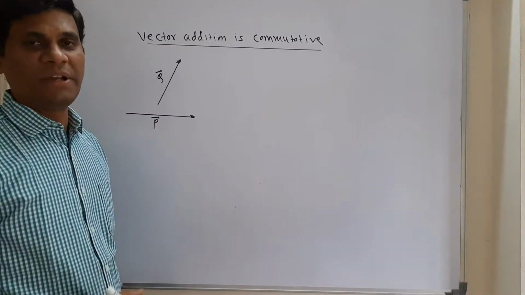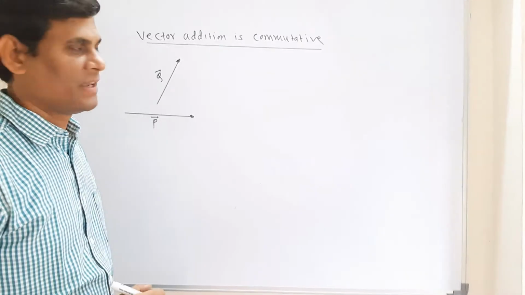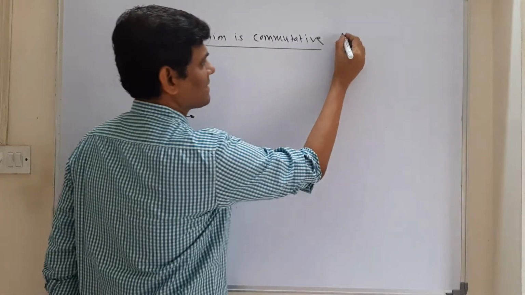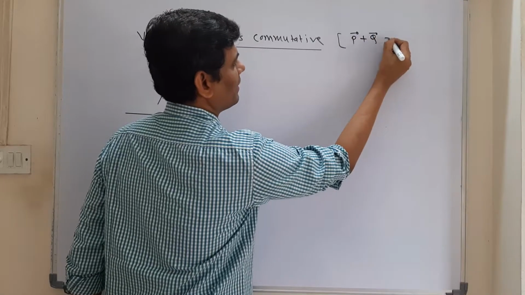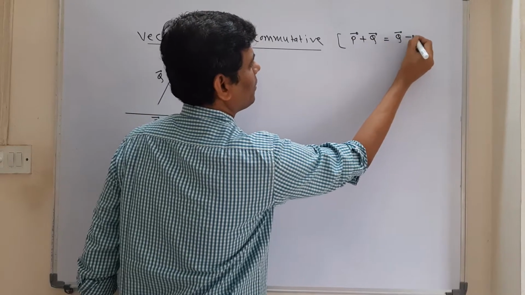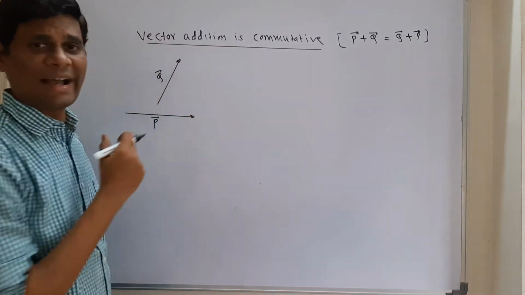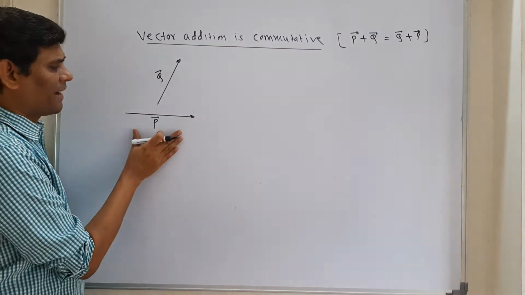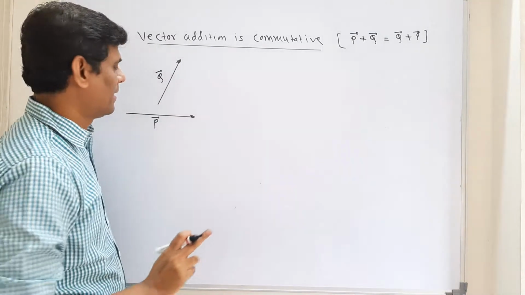Vector addition is commutative, also called the commutative property of vector addition. Now what does this property say? Vector P plus vector Q is always equal to vector Q plus vector P. We have to prove this diagrammatically. Let us suppose vector P and vector Q. You can take any vector of any symbol.